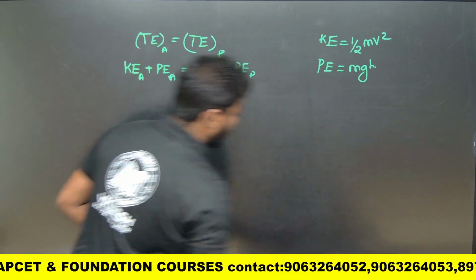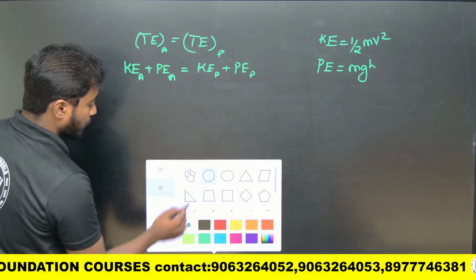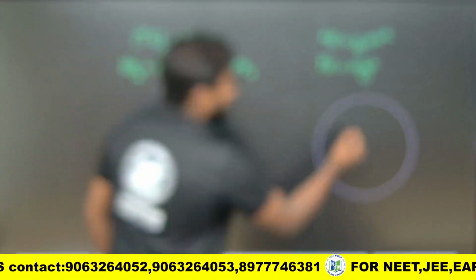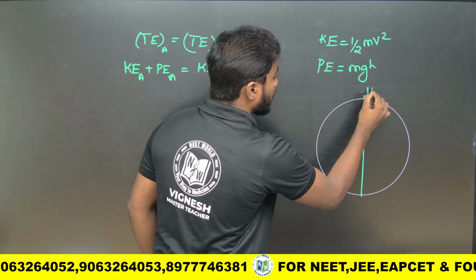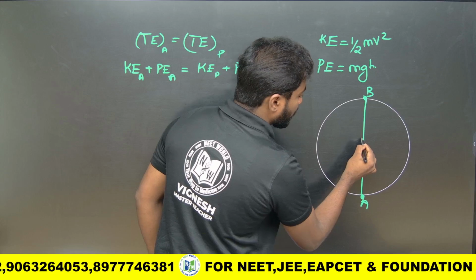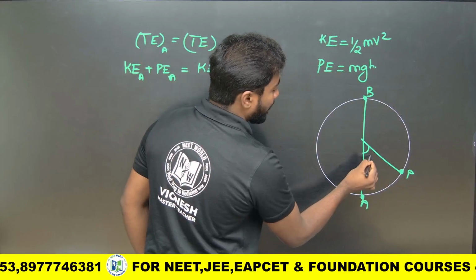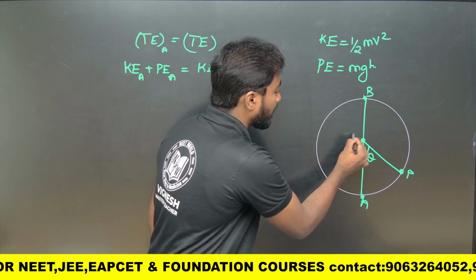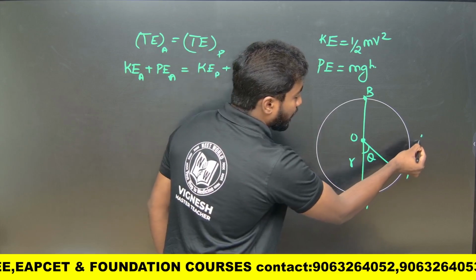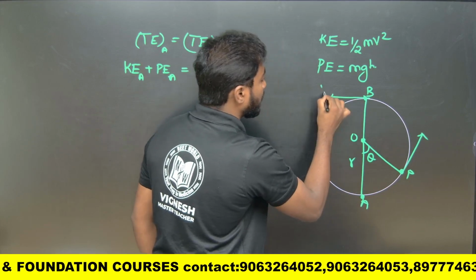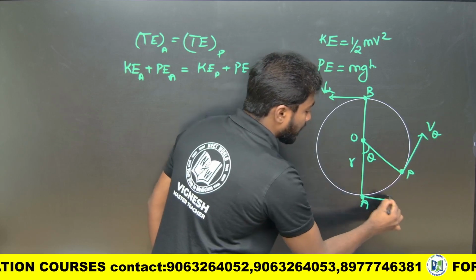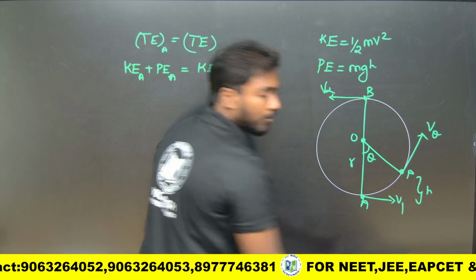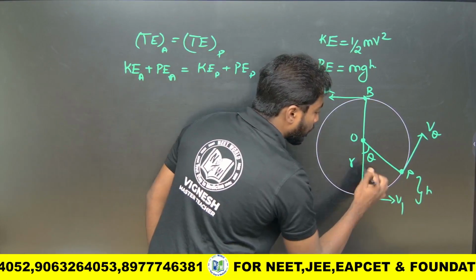Let me take a new circle. This is my point B and this is my point A. This is my point P. The angle made between point A and point P is theta. The radius is r and the center point I consider as O. Now these are the velocities: v2, v theta, and v1. If I see here, from point A to point B there is some height h. So if this is height h, what will be this one?